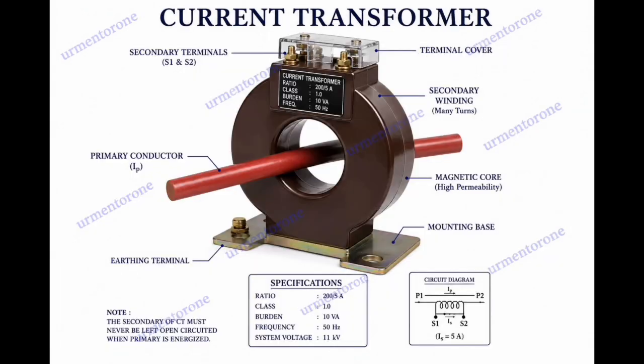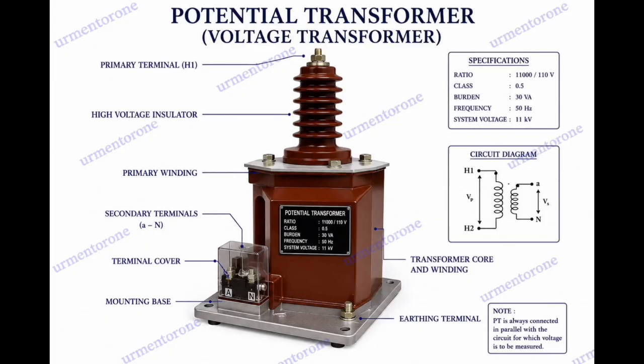Third one, current transformers. Current transformers are used to step down high primary currents to a standard manageable level for ammeters, wattmeters, and protective relays. Key feature: the primary winding is connected in series with a power line.